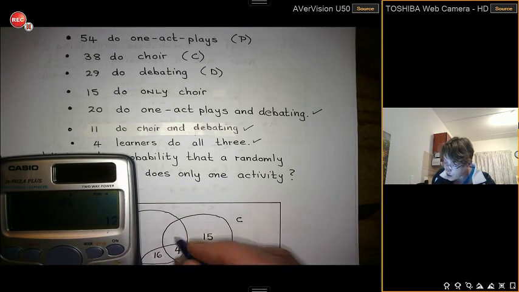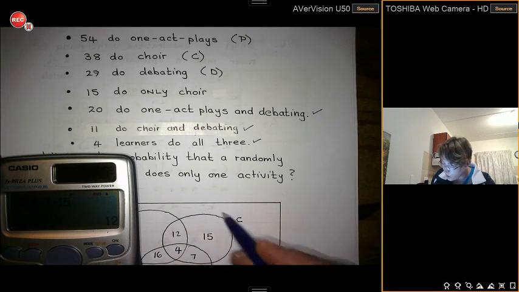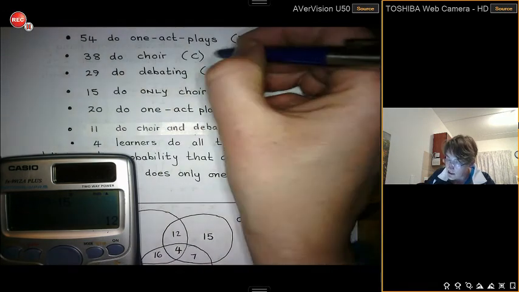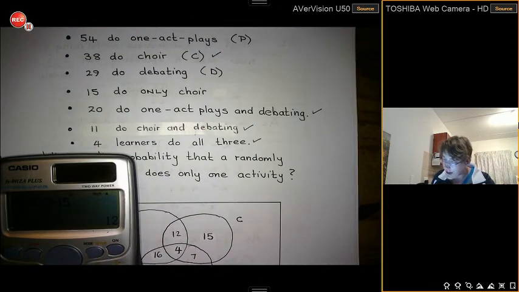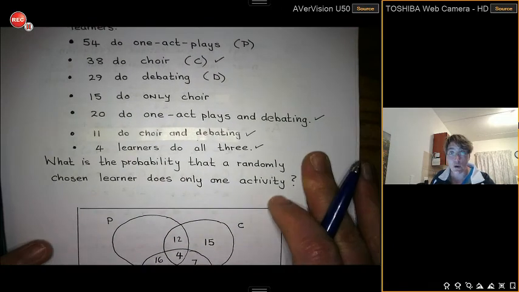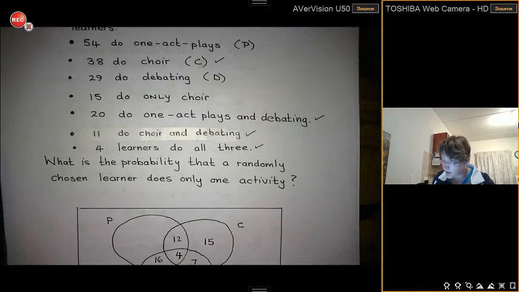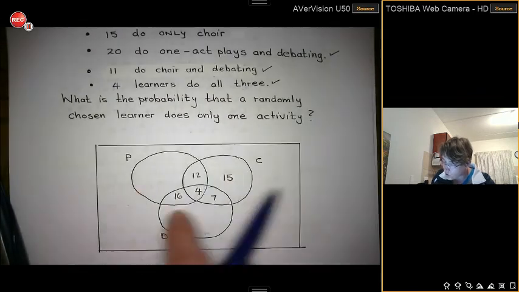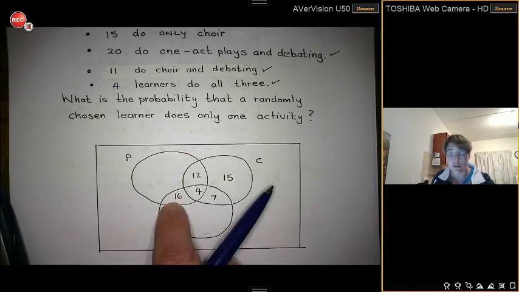And that's going to give me 12 that go over there. So all of those add up to the 38 learners that do choir. So I can tick that one off. Then I can actually now go back to the 54 learners that do one-act plays. And I can say, okay, I know the total of those 4 spaces is 54.